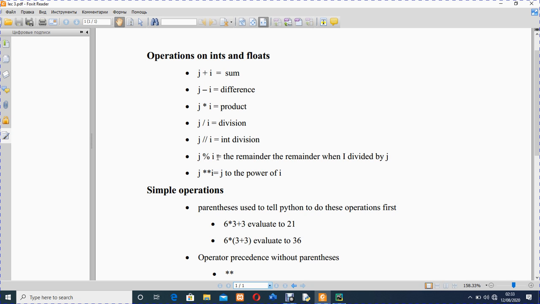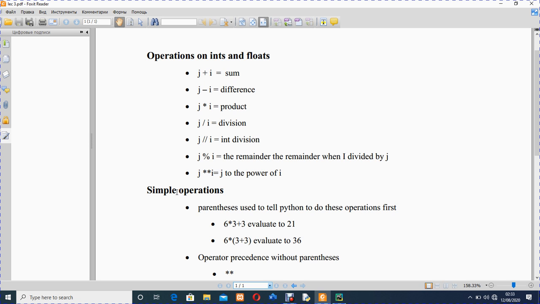j remainder i equals the remainder when j is divided by i. j double star i equals j to the power of i. This double star stands for raise to power.